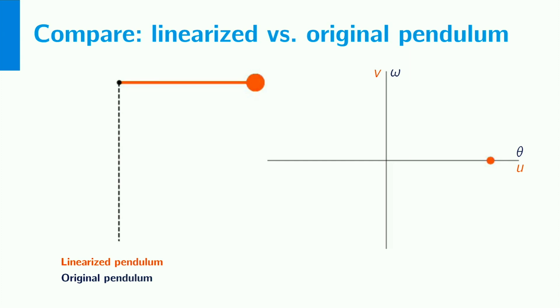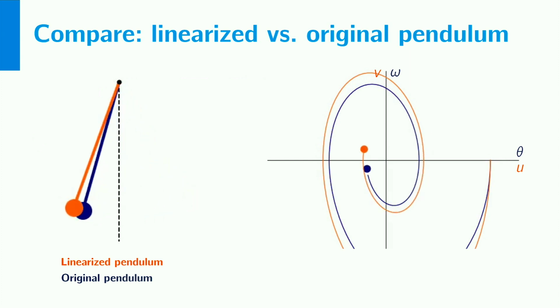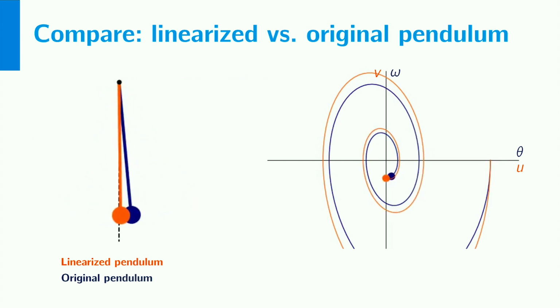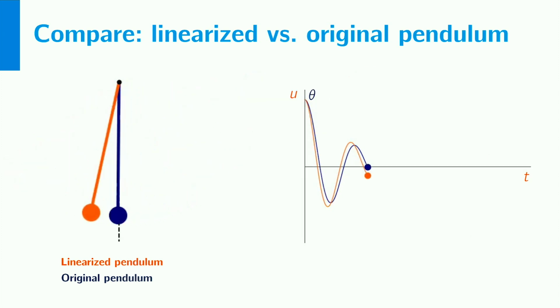Let's now see what happens when we use a larger initial angle. You see that the linearized solution is rather different, but later on, when the amplitudes have become smaller, the solutions resemble each other. And once again, different in the beginning, but resemblance when everything is damped.